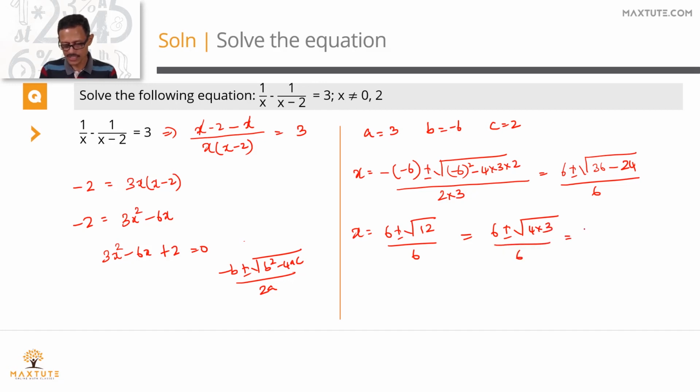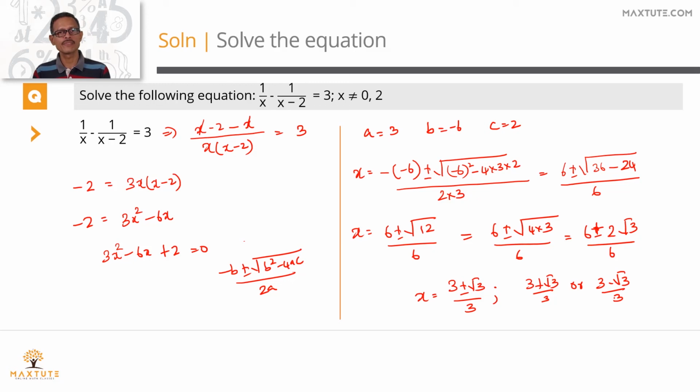So this will essentially become 6 plus or minus, 4 comes out of the square root as a 2, so 2 times root 3 divided by 6. Both the numerator and denominator can be divided by 2. So divide the 6 by 2, we'll get a 3. The 2 gets cancelled when you divide it by 2. 3 plus or minus root 3 divided by 3 is the value of x. So what are all the values of x? X could either be 3 plus root 3 by 3 or x could be 3 minus root 3 divided by 3.